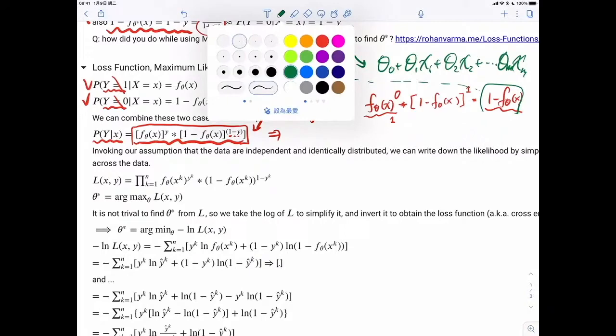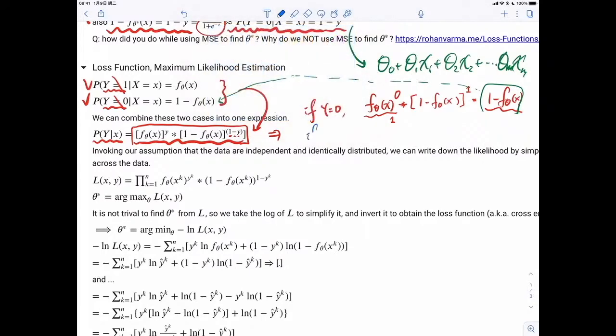So another one, if y is 1. So f theta x to the power 1, and 1 minus f theta x, okay? To the power 1 minus 1, so this item becomes 1, right? So that is f theta x. That is exactly the same as this one.